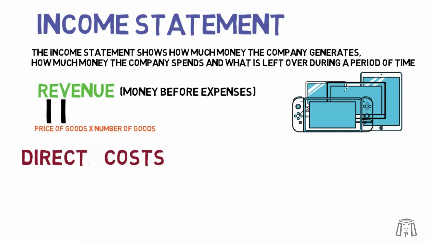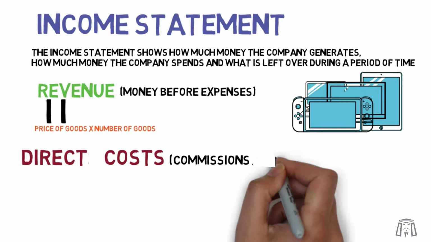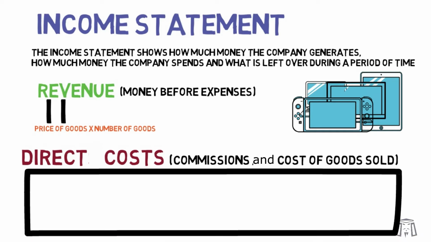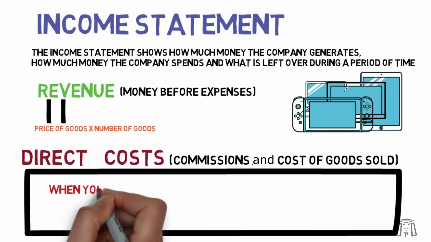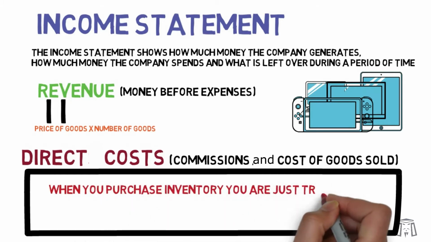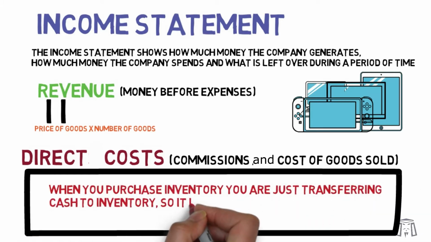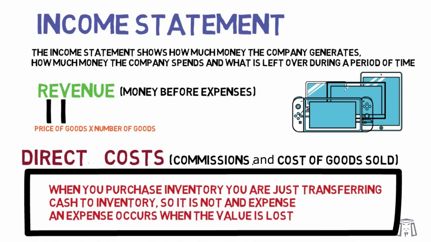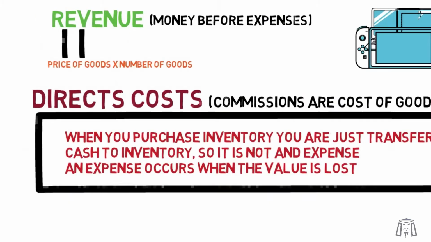Next we have the direct costs, which can be, for example, commissions and cost of goods sold. Remember, when you purchase inventory, you are just transferring cash to inventory, so it is not an expense. An expense occurs when the value is lost. I wanted to point this out because people can confound this very easily.